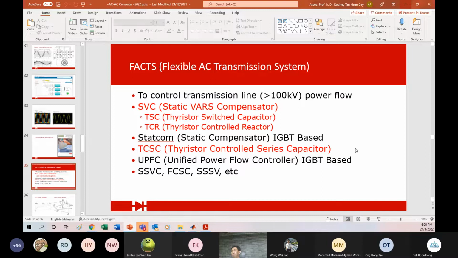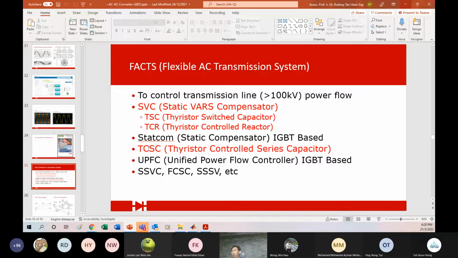Okay, this one is flexible, so it's part of the flexible AC transmission system. SVC is the most commonly used, cheaper and easy to design. You don't need to worry about many of the control things. Okay, we have the STATCOM IGBT based, we have the TCSC, and of course there are the rest.